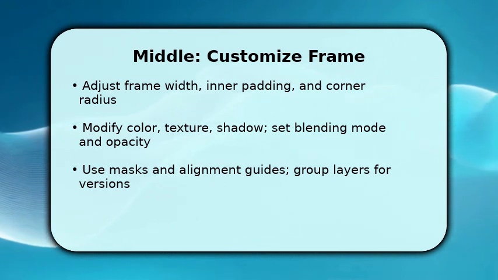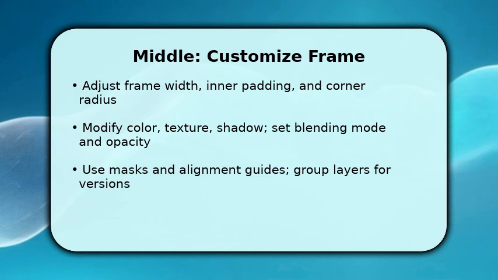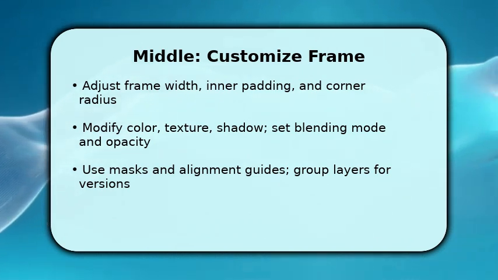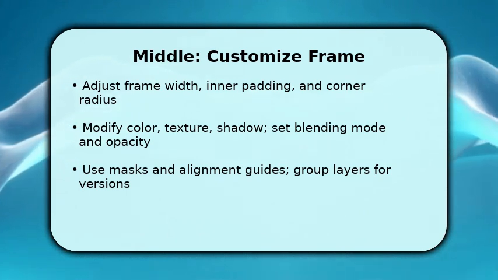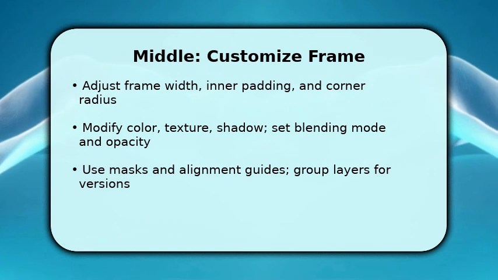Once you modify blending mode and opacity, use masks to hide or reveal frame edges precisely. At this stage, align with guides and snap to grid for consistent margins. Group related layers and save an incremental version so you can compare alternatives without losing previous work.